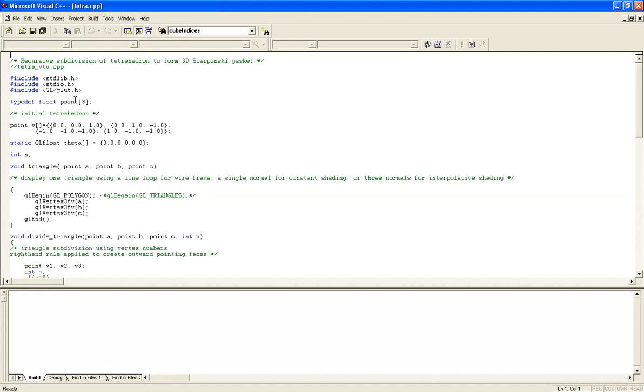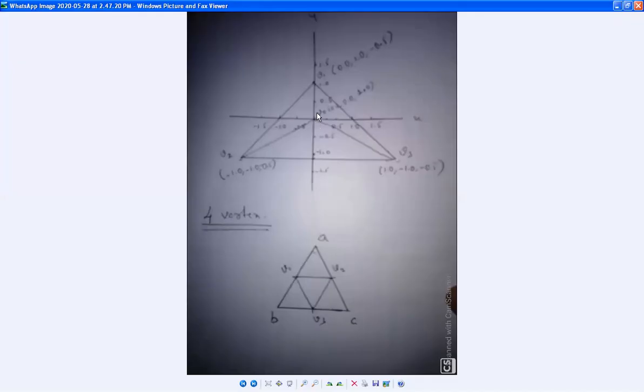Why I'm going to declare that, I'm going to show you in the upcoming classes. So now you can see the points. Vertex v0 is 0.0, 0.0, and this is the z-axis 1.0, then again 0.0, 1.0. People can see here. Let me show you what I have drawn: 0.0, 0.0, 1.0.